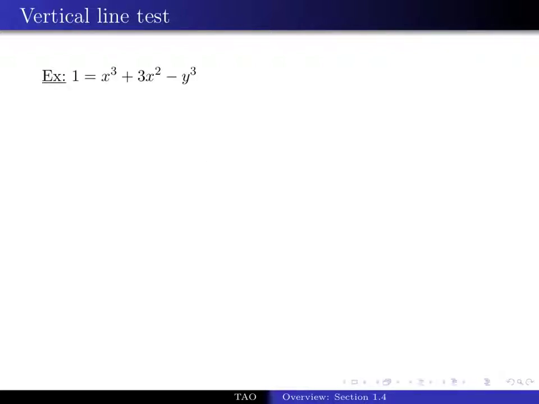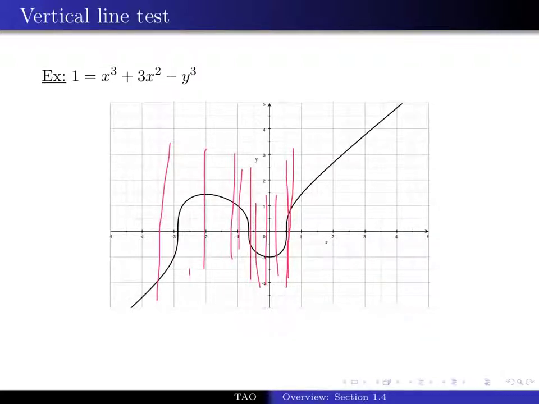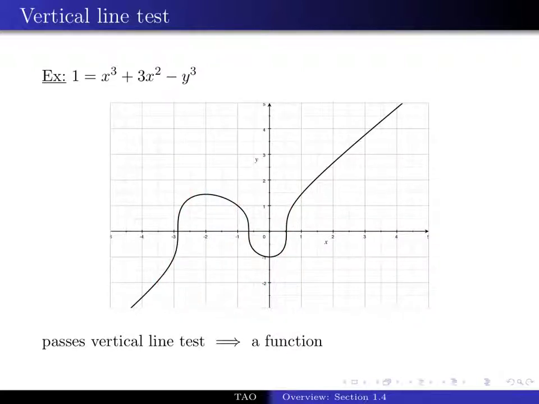All right, so let's look at 1 equals x cubed plus 3x squared minus y cubed. This is a perfectly valid equation. We can stick it into Grapher and we'll get this. For the vertical line test, we draw a vertical line and we see it hits the function once, hits the function once, hits the function once. There's some question about the little vertical bits, but we can't really tell if it's hitting more than once or not. It turns out that this is perfectly fine. This passes the vertical line test, so this is a function.